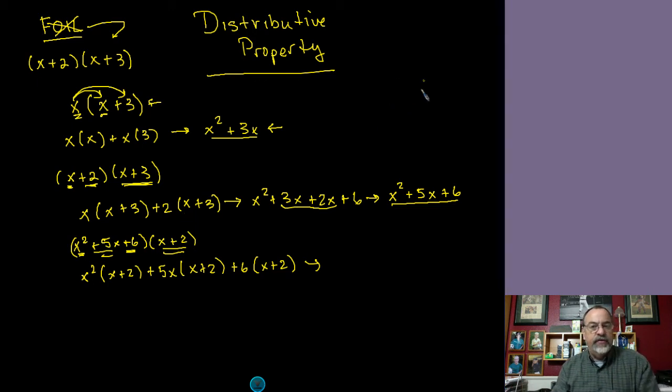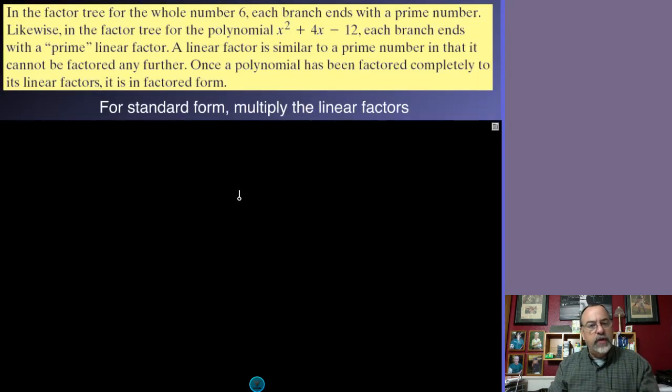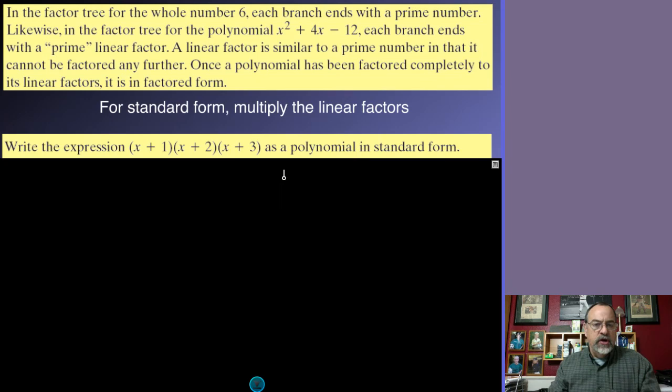So you can see the distributive property is what's valuable to us. FOIL only works for one type of problem, and if the problem is not like that, then we have a problem. So let's forget about FOIL, and let's remember that the distributive property is what we're going to have to use. So now that we understand the distributive property, to put a polynomial in standard form, we simply multiply the linear factors together.